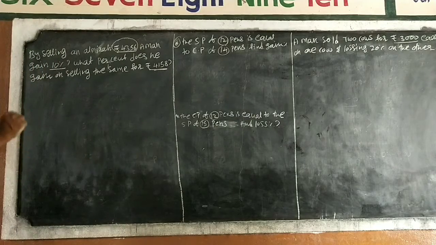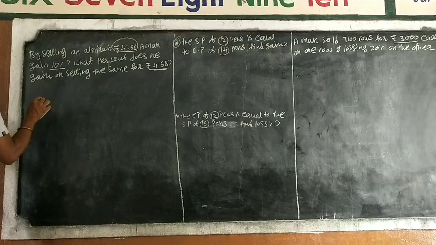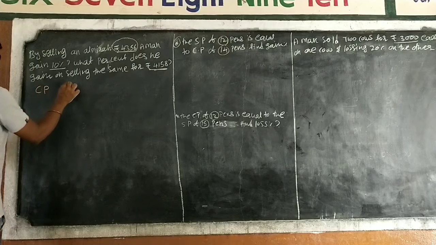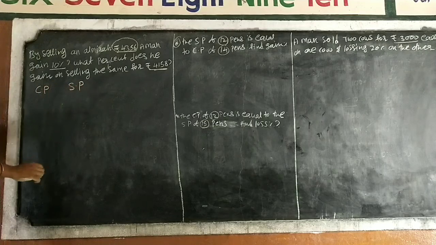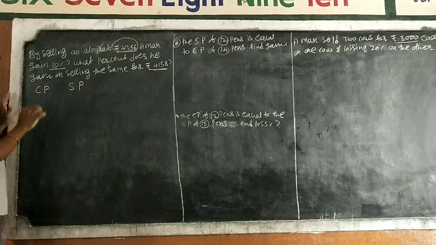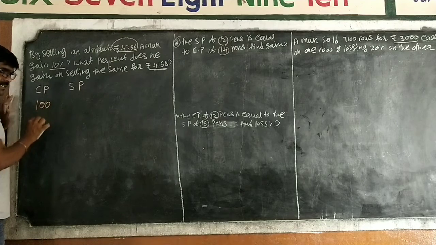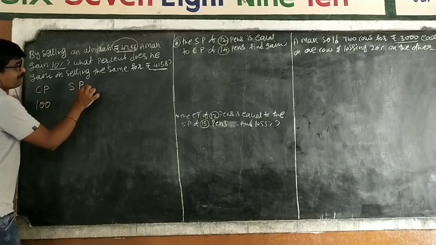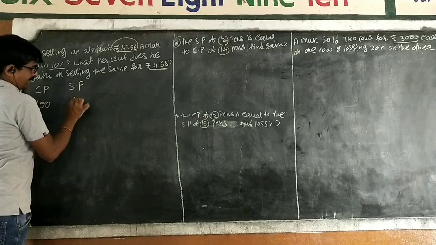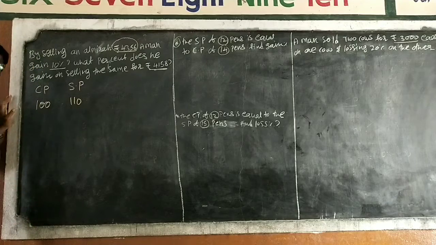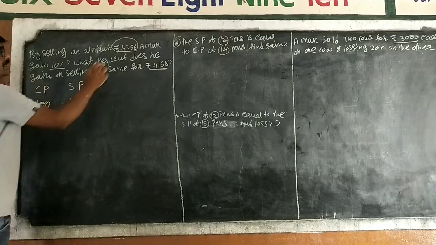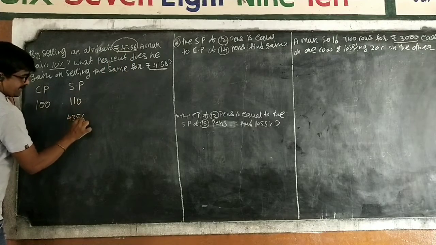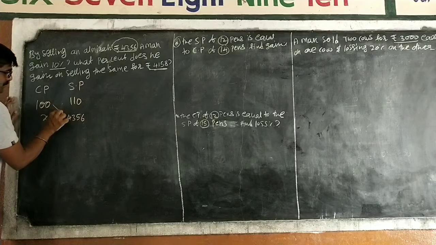So first, the cost price. Cost price is always 100, keep in your mind, 100 percentage. That's why I take 100. So gain 10 percentage is equal to 110. Gain means adding, 100 plus 10, 110. So selling price is 4,356. We have to find the cost price.